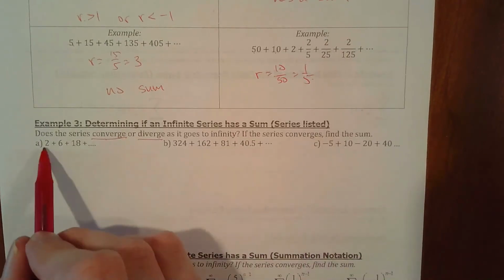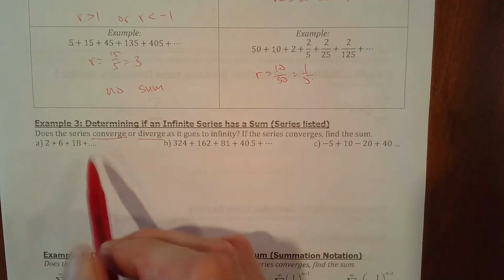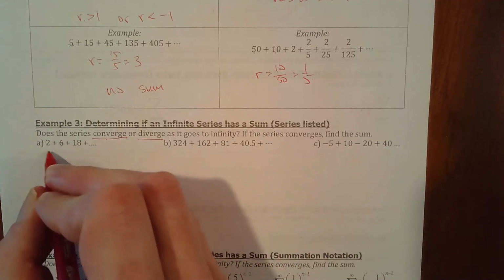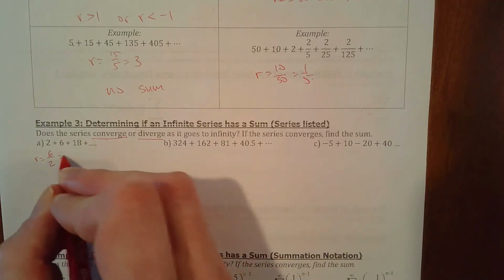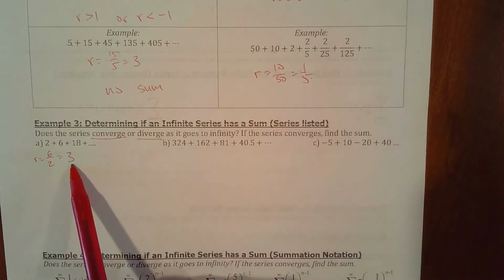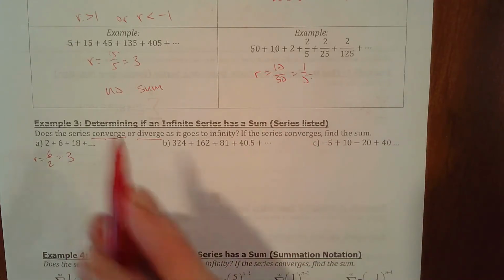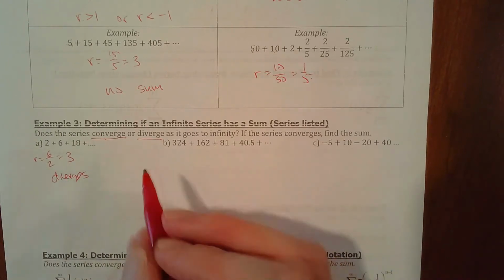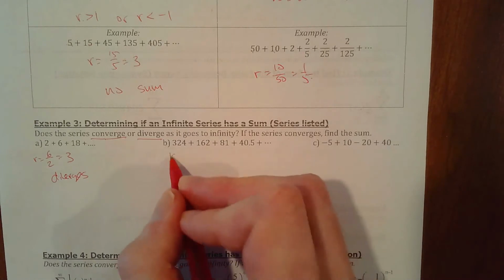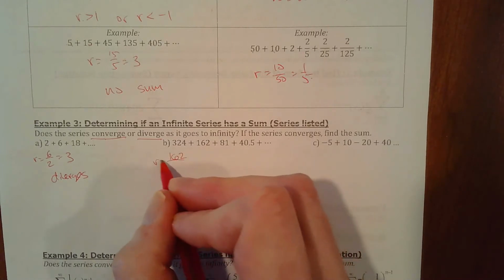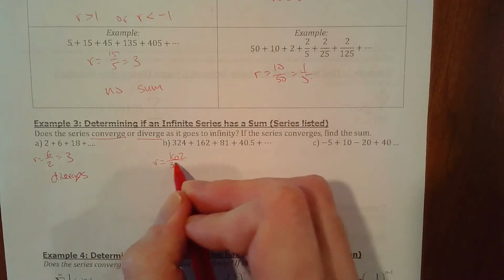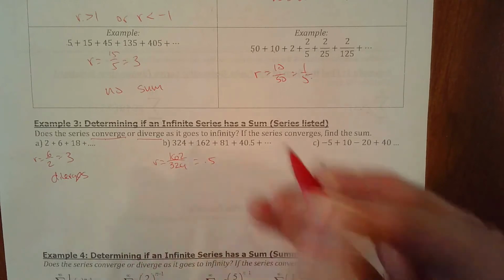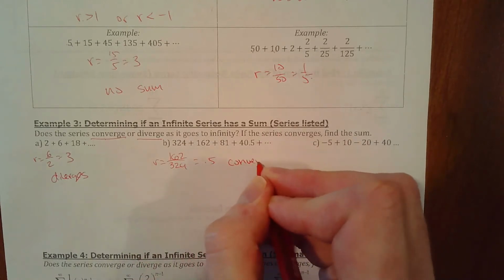On this one, the numbers are getting bigger and bigger and bigger, and I could take any term divided by the previous. That means that r is too big. It's greater than 1. So this one diverges. The next one, take any term divided by its previous. So r is going to equal 162 divided by 324. That equals 0.5, so it does converge.